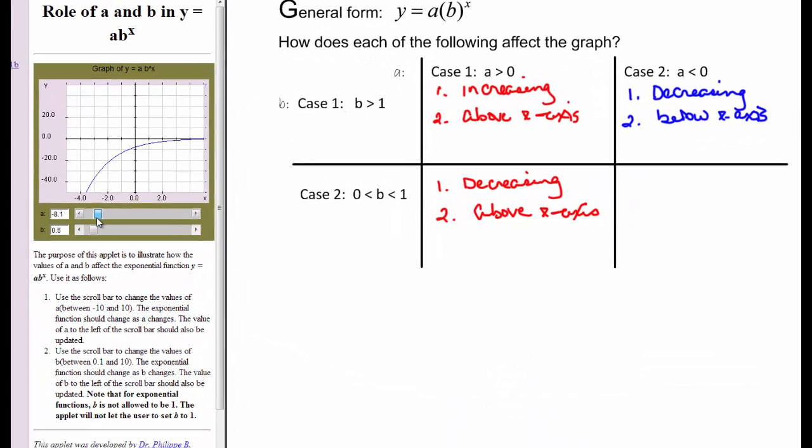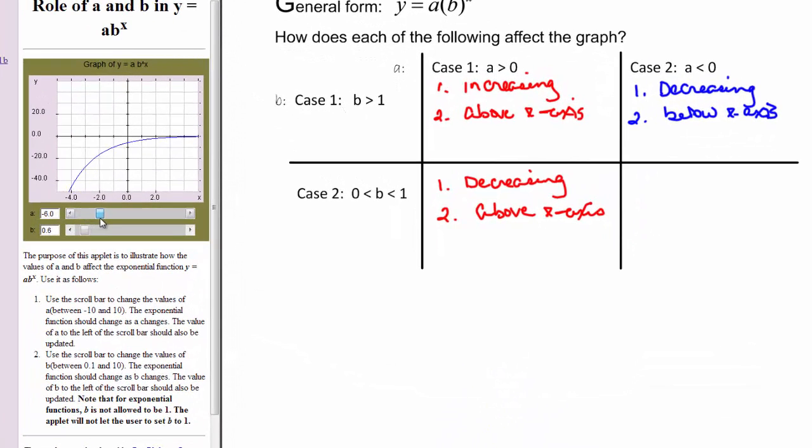Okay, so if A is less than 0 and B is between 0 and 1, we can see that this graph is increasing, and we can also see that it was below the x-axis. And remember, that's because, again, the A is less than 0.